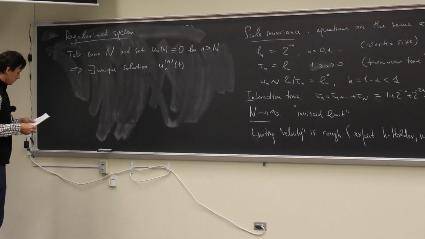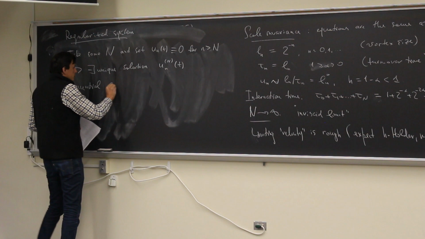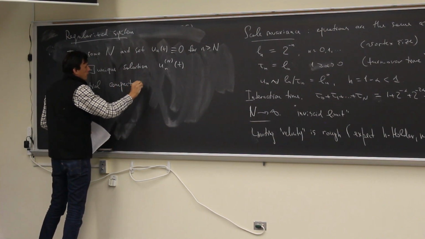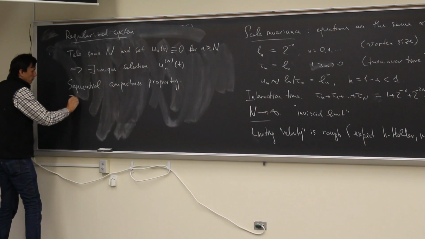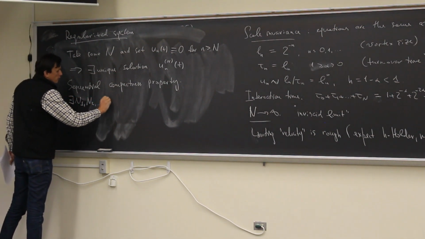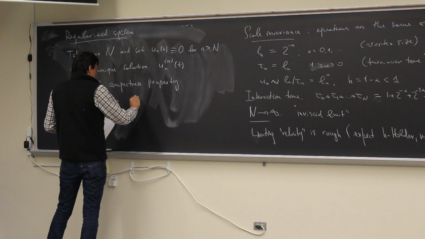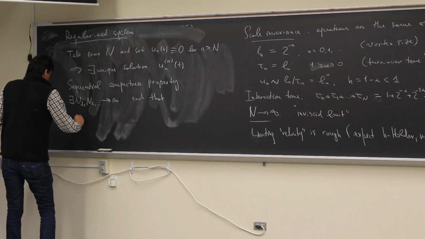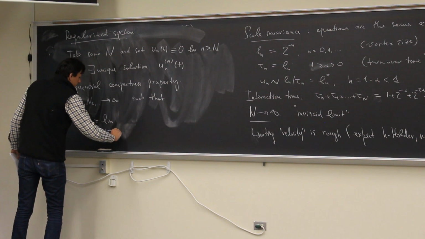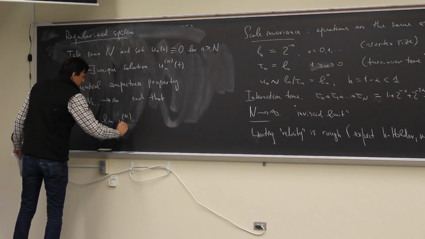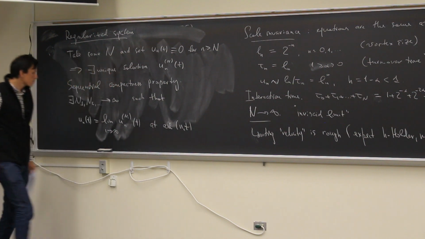Okay, and then there is a property called sequential compactness, which tells you that you can take a sequence of these capital N's, which goes to infinity, such that the solution converges at all scales in time, pointwise.